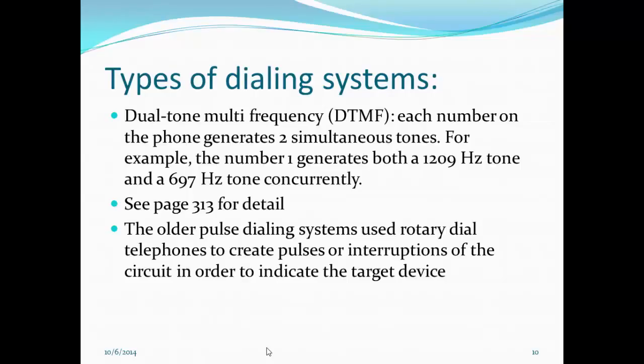The older pulse dialing system used rotary dial telephones to create a pulse of interruption of the circuit in order to indicate the target device. So if you dial 1, the circuit will open and close one time. If you dial 2, the circuit will open and close 2 times. If you dial 0, the circuit will open and close 10 times.